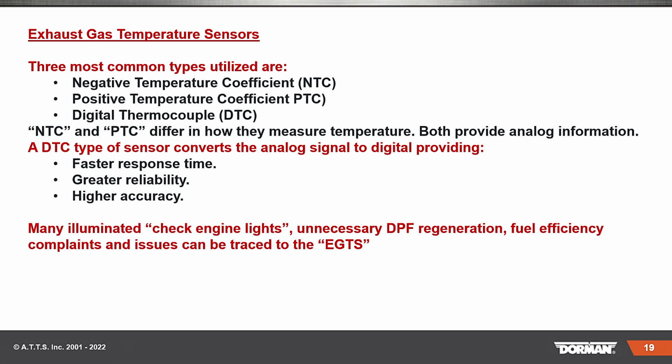Now, a digital type of sensor converts the analog signal to digital, because again, what do the computers love? Their language is what? Bits, bytes, on, off. They don't understand that analog stuff. That's why you have the analog to digital converters in the computers. But regardless, faster response time, greater reliability, higher accuracy. Many illuminated check engine lights, unnecessary TPF regeneration, fuel efficiency complaints, and other issues can be traced to EGTs. So keep that in mind.